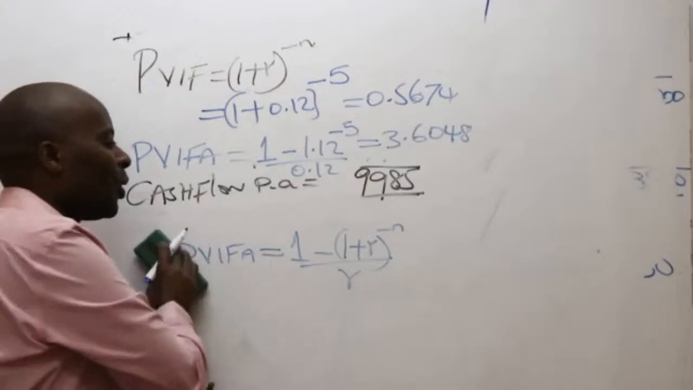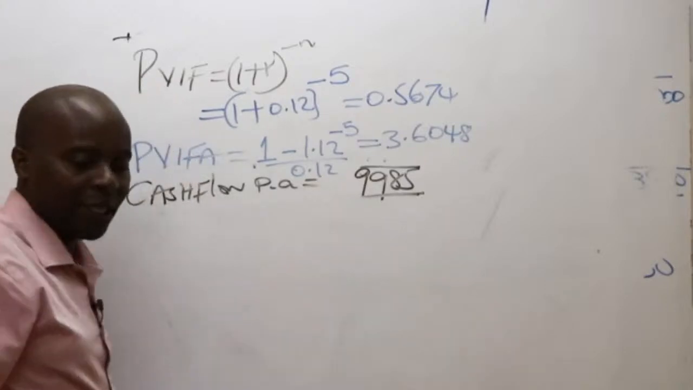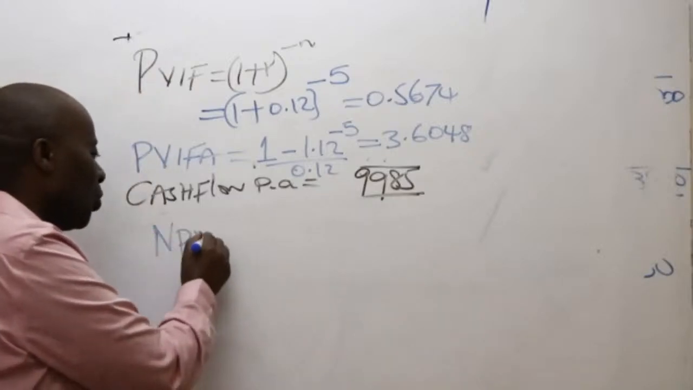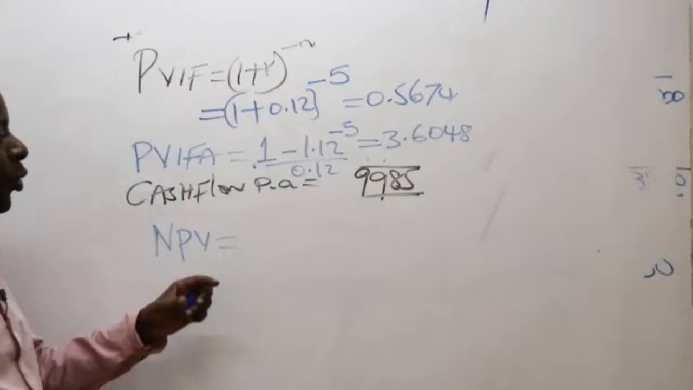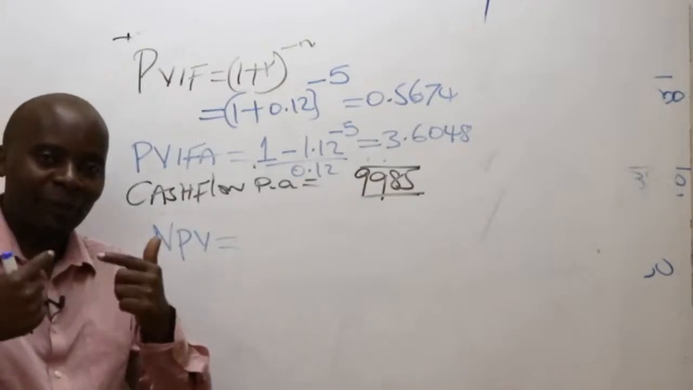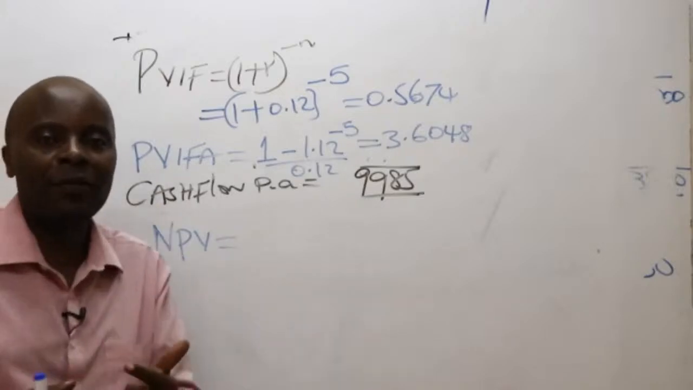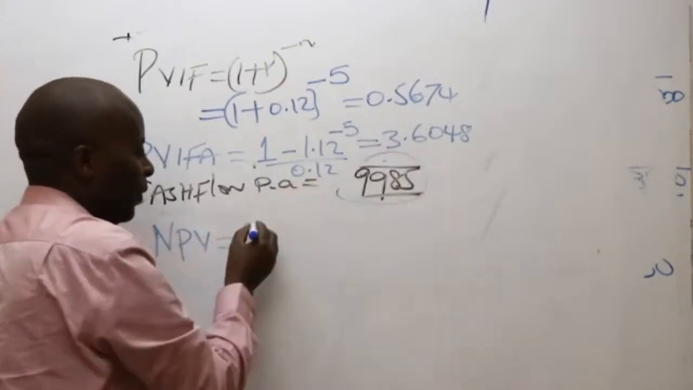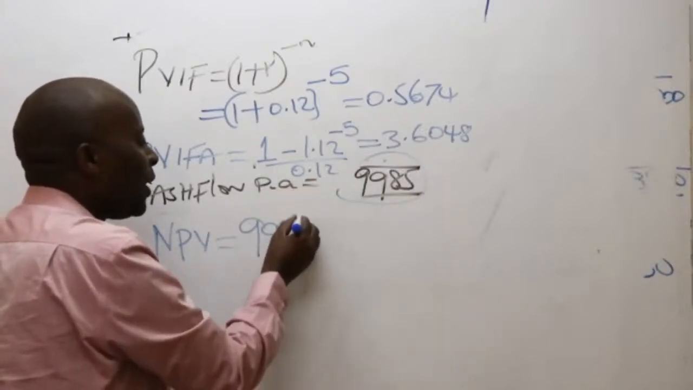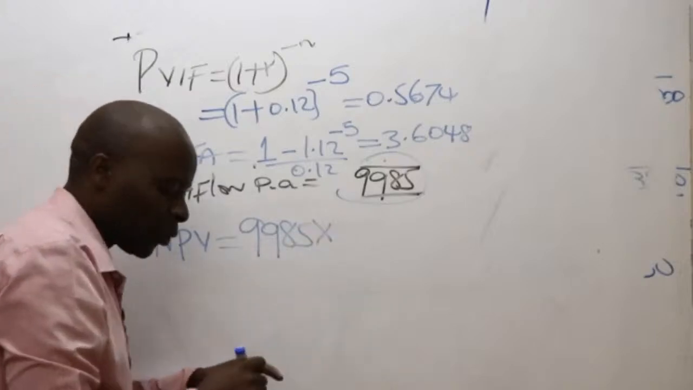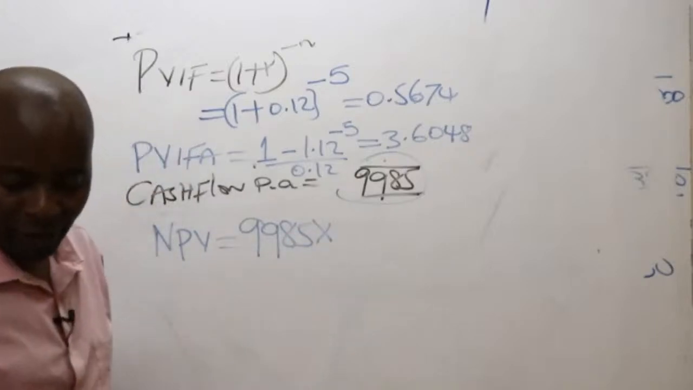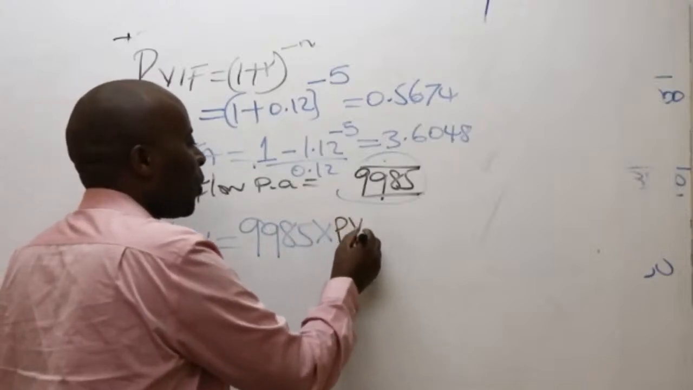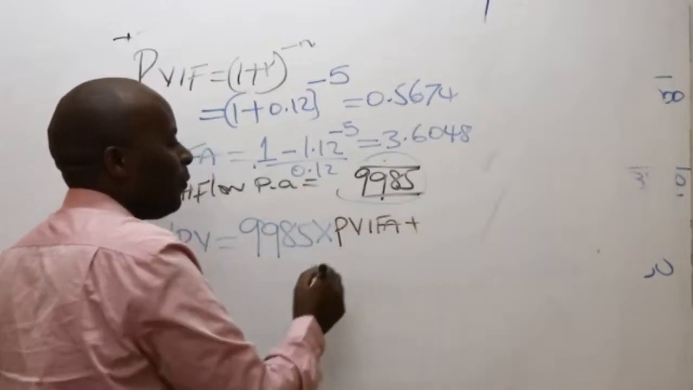I will now compute the net present value. To compute the net present value, I'll first of all look at my cash flows, my benefits. The first benefit being the annuity benefit. Because it is an annuity, I have to multiply it with the PVA.